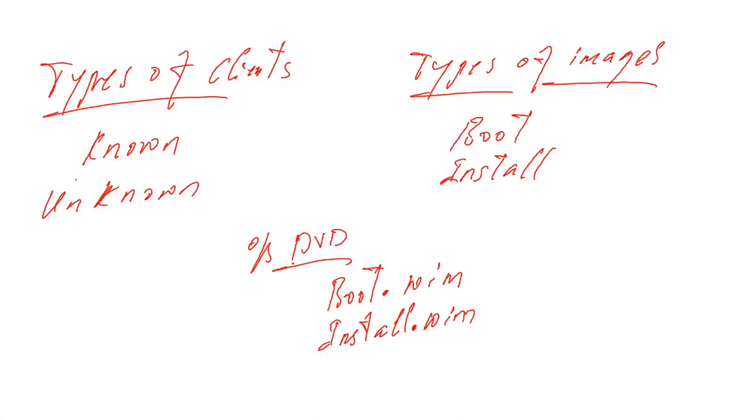File. Now when I'm taking the boot image, I have to select this file. Which file? Boot.wim. When I'm taking the installation image, I have to select what here? The install.wim file. But these files are available in our DVD. So in our WDS server, we have to insert the operating system DVD first. So first we'll take the boot image, then we'll go for the install image. So please write down our next lab, creating boot image.